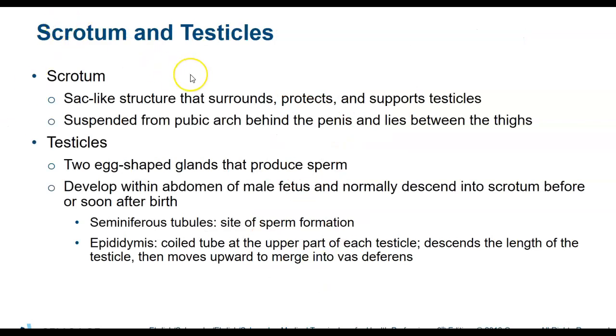So a scrotum is a sac-like structure that supports and protects the testicles. It is suspended behind the pubic arch and behind the penis and lies between the thighs. Testicles are egg-shaped glands, and that's where those sperm are produced. They develop within the abdomen of a male fetus and then normally descend into the scrotum before or soon after their birth. And that's important because we're going to be talking about sometimes when they don't descend.